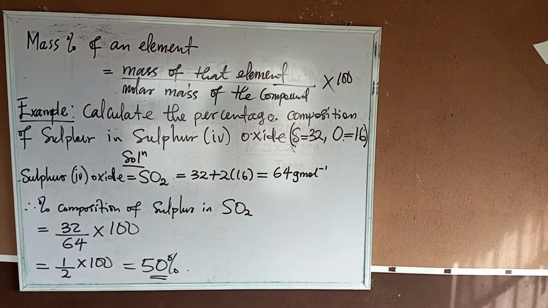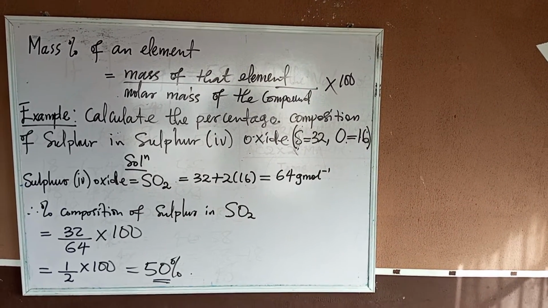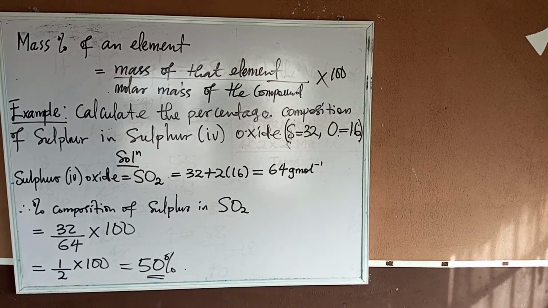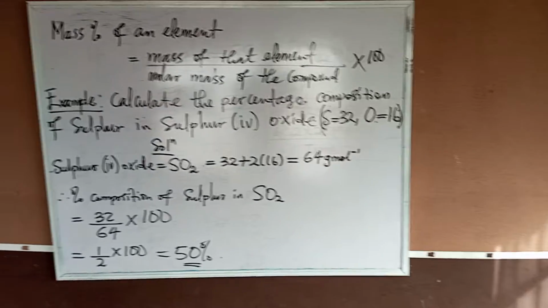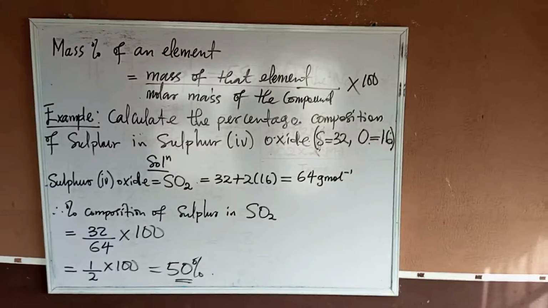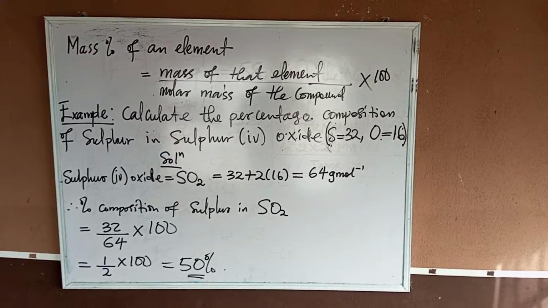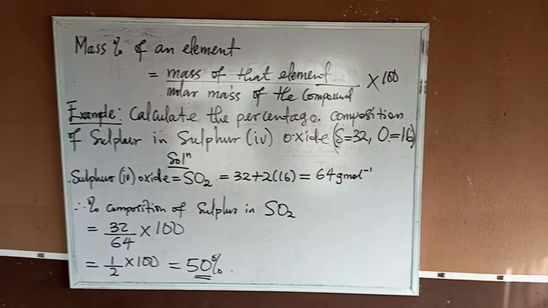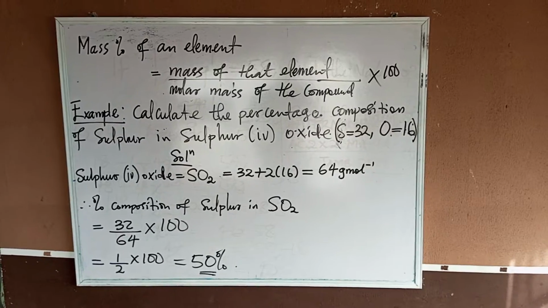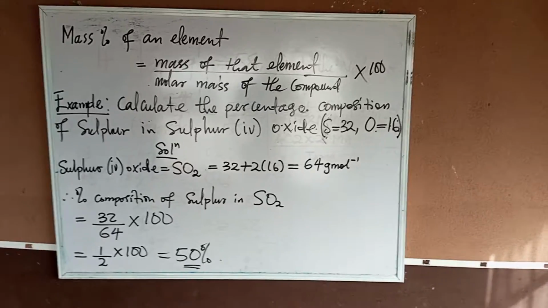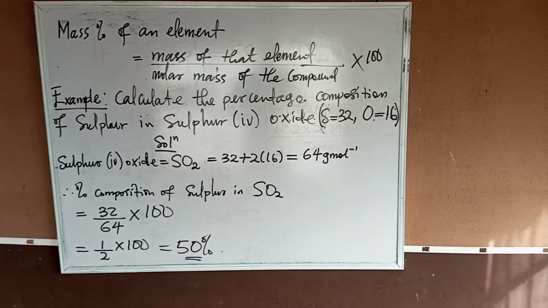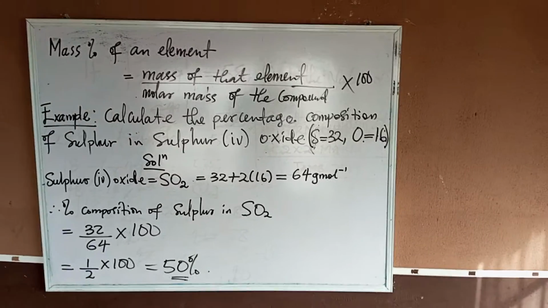Sulfur IV oxide contains sulfur and oxygen. In every sulfur IV oxide you come across, there will always be one atom of sulfur and two atoms of oxygen. So the formula is SO2. Now, sulfur has a mass number of 32 while oxygen has a mass number of 16. Molecular mass of sulfur IV oxide is 32 plus 2 multiplied by 16. Since there are 2 oxygens and each of the oxygens has 16, we need to multiply by 2. When you add 32 and that 2 times 16, that gives you 64 grams per mole.